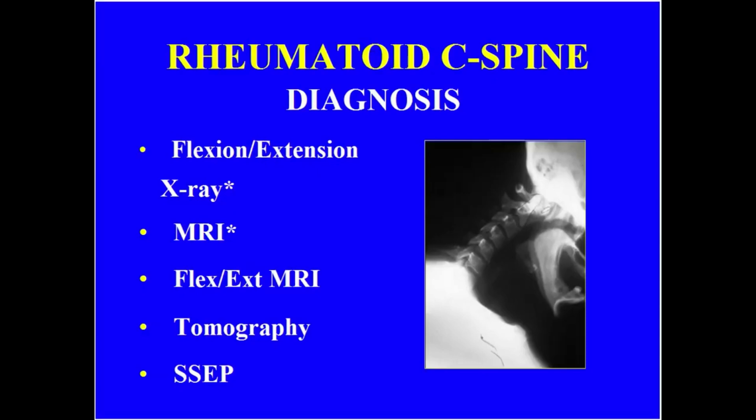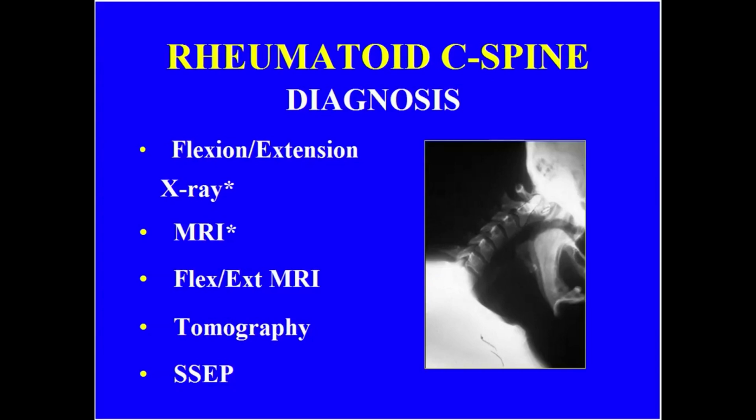The diagnostic tools in rheumatoid C-spine include the flexion extension x-ray, which is really the most important. If that's normal, you're probably okay. The MRI scan is the other thing that's extremely helpful because you can see a big pannus around the dens, conceivably without instability, but typically if they don't have instability on flexion extension x-ray, it's relatively uncommon to see a problem.